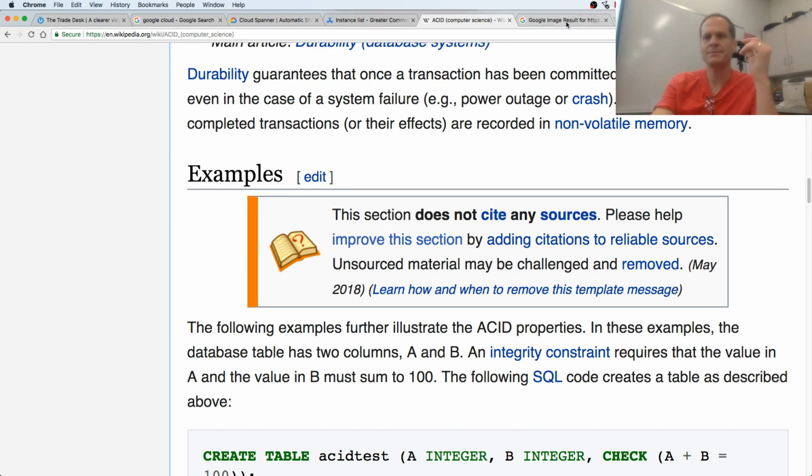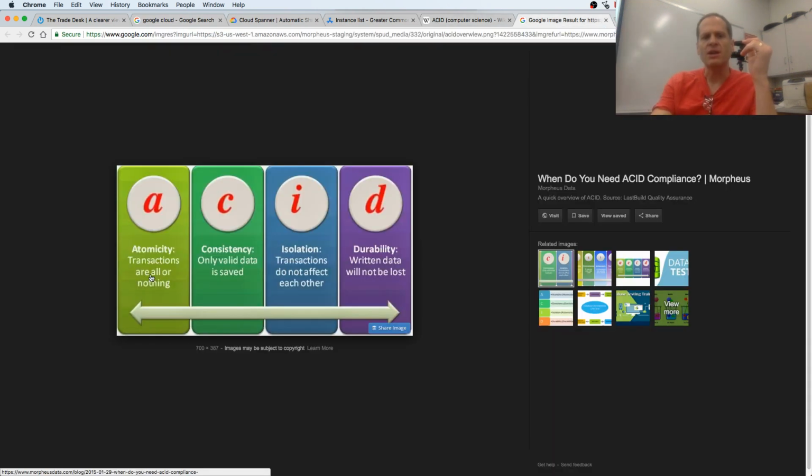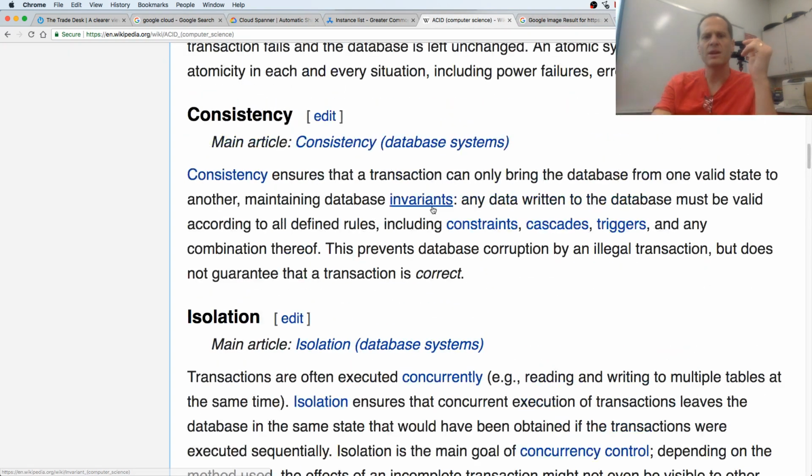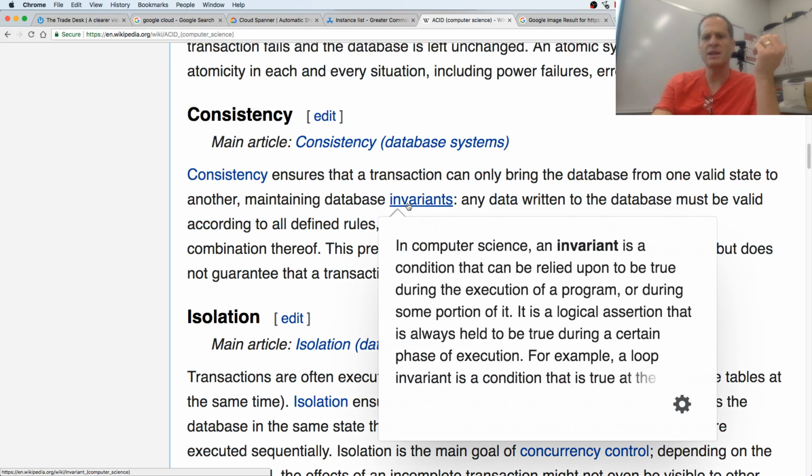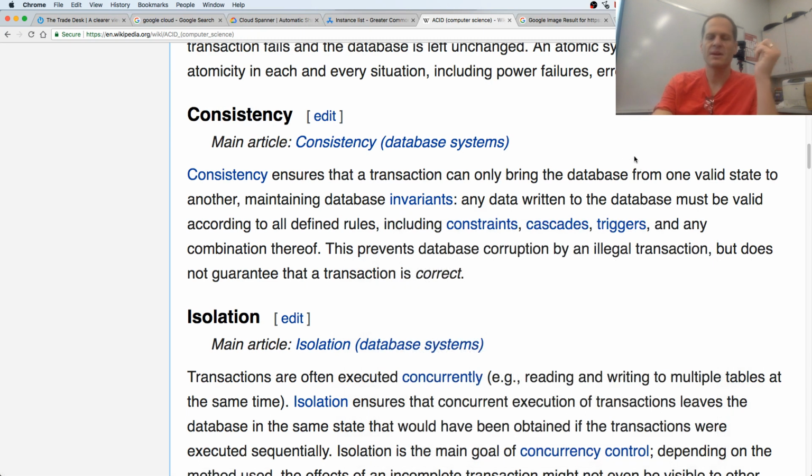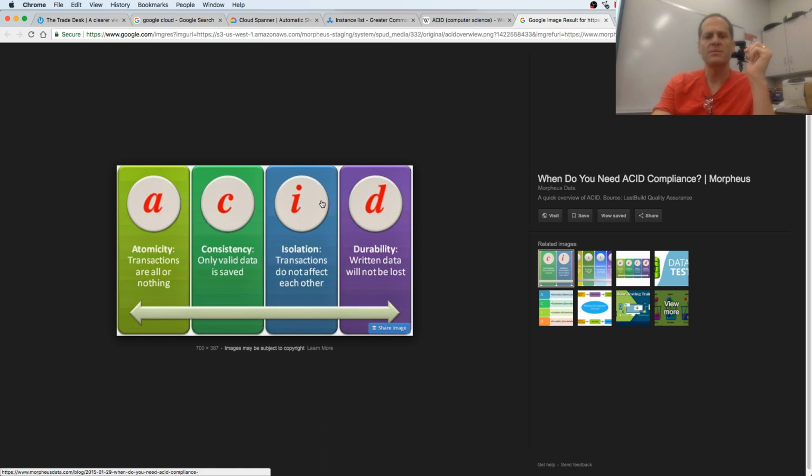That's ACID. Atomicity: transactions are all or nothing. Consistency: only valid data is saved. So here they said it can only bring the database from one valid state to another, maintaining database invariance. Any data written to a database must be valid according to all defined rules. In computer science, an invariant is a condition that can be relied upon to be true during the execution of a program or during some portion of it. It doesn't vary. It's an invariant. It's a logical assertion that is always held to be true during a certain phase of execution. And isolation: transactions don't affect each other. And durability: written data will not be lost.